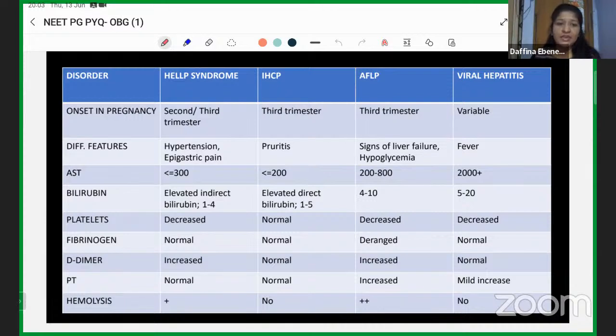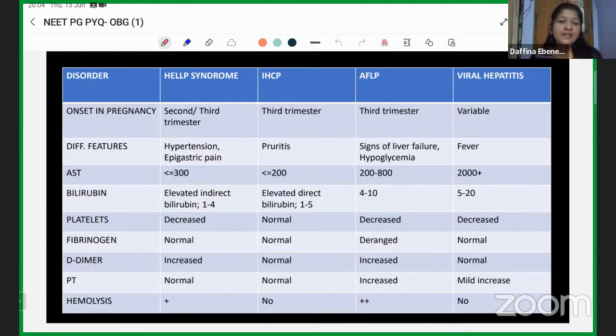Intrahepatic cholestasis of pregnancy has only one characteristic feature, which is pruritus. If itching, especially of the palms and soles, is mentioned in your question, you can be very sure that it is intrahepatic cholestasis of pregnancy. Acute fatty liver of pregnancy is a more serious disorder. It will more commonly manifest with signs of liver failure. So they can manifest with hypoglycemia and all the other signs of liver failure, including asterixis and constructional apraxia. In viral hepatitis, more commonly, they will have fever.